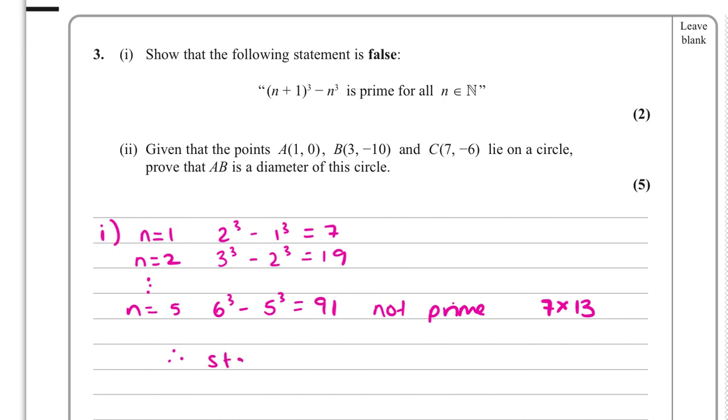Therefore, the statement is false. 15 might also work, but 5 is also correct. When n equals 5, 91. 91 is not prime. 91 is 7 times 13. No, you don't need to add any other reasoning because we've shown here, look, we put 91 not prime, 7 times 13. Okay, hence, or therefore, the statement is false.